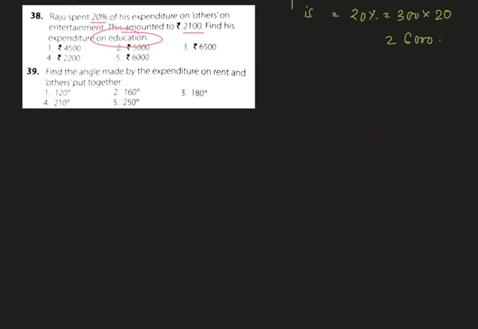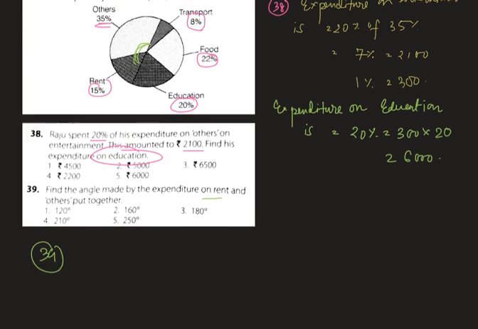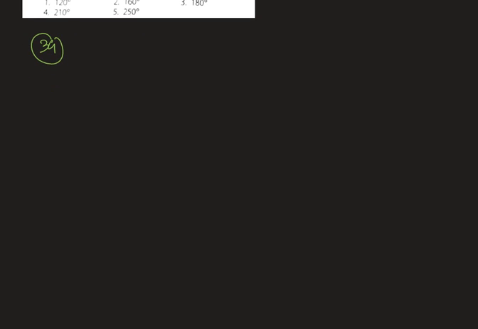Now come to the next portion. Find the angle made by the expenditure on rent and others put together. That is, we need to find this angle. How can we find it? Let's see.